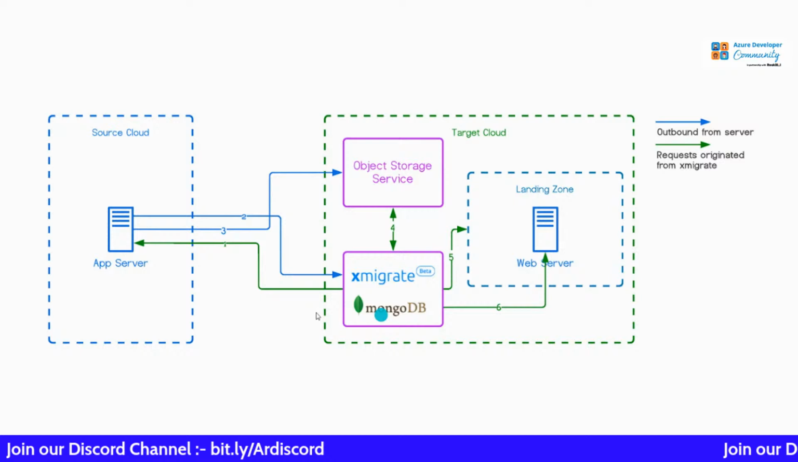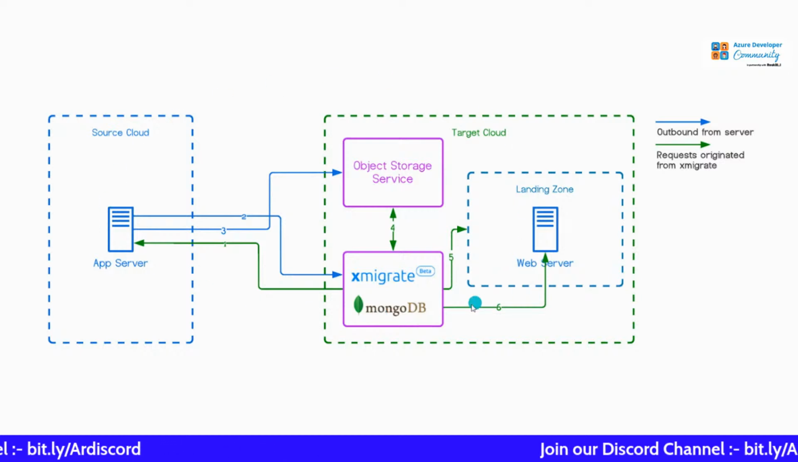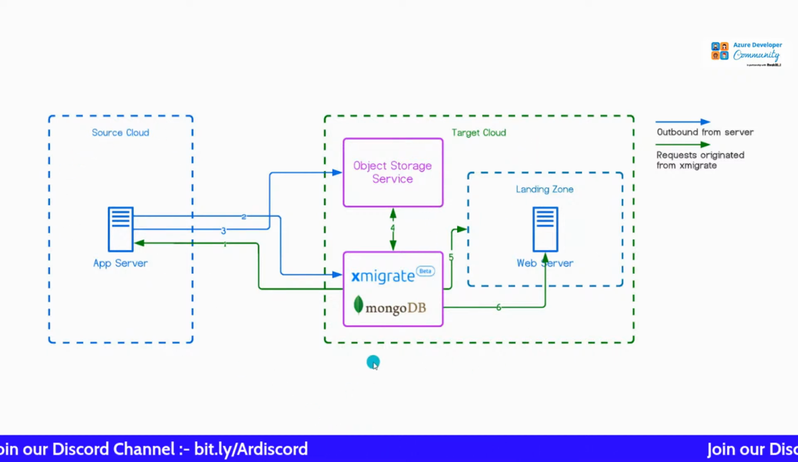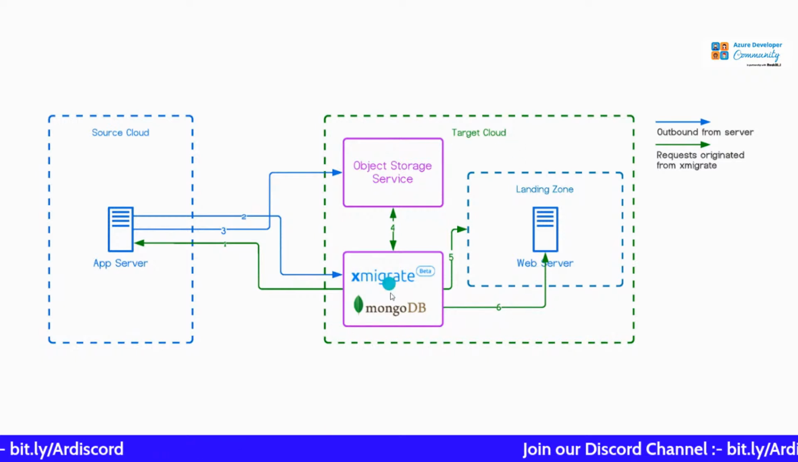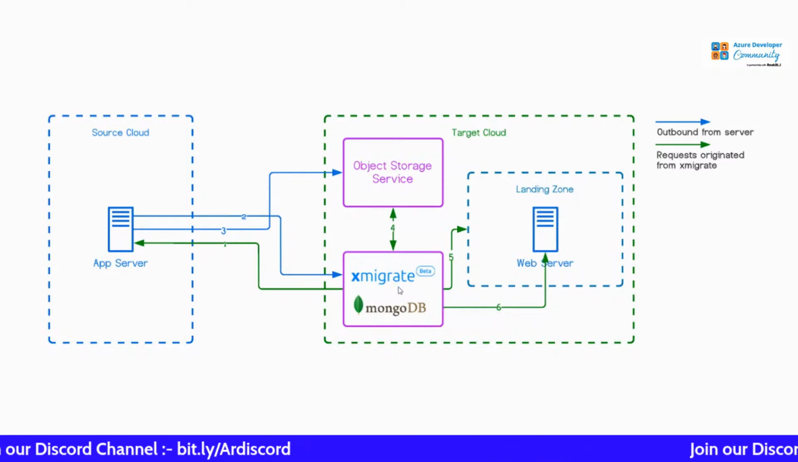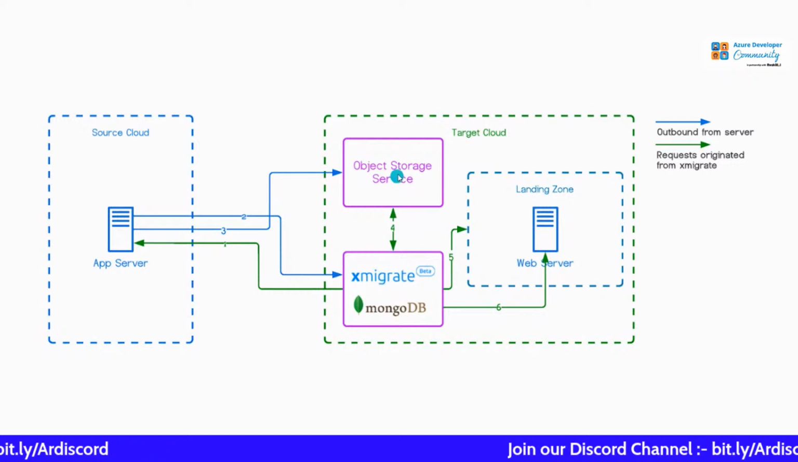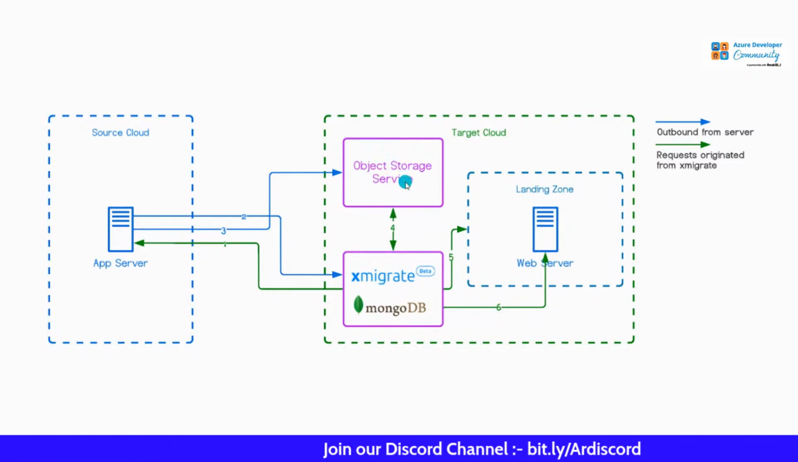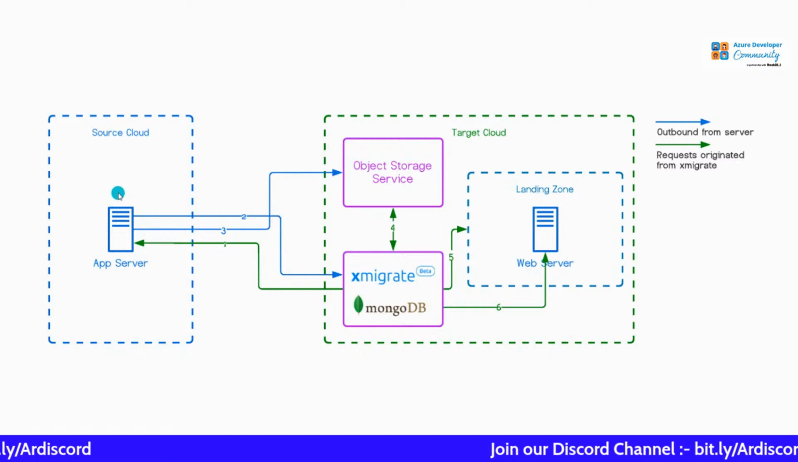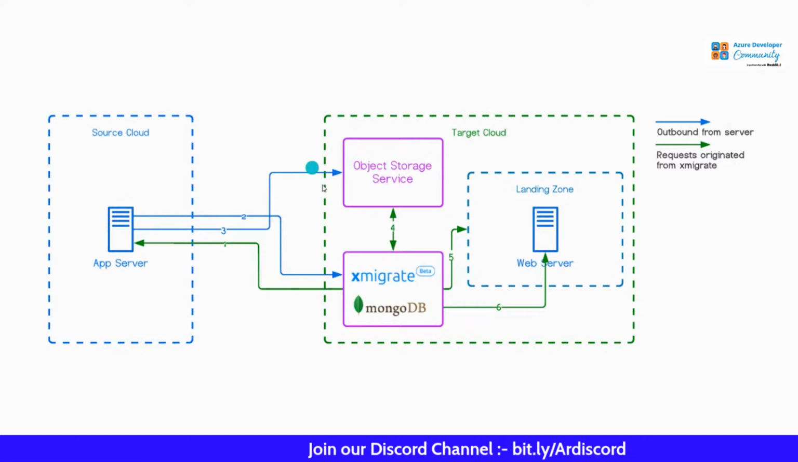This is a high level architecture diagram of the deployment of the CrossMigrate product. You can see the target cloud in a green box, and the source cloud in a blue box. In the target cloud, we are deploying the CrossMigrate application. It is written in Python, and its backend is a MongoDB database. We also need an object storage service in the target cloud. In our demo, we are doing a migration from an AWS EC2 instance to Azure cloud.